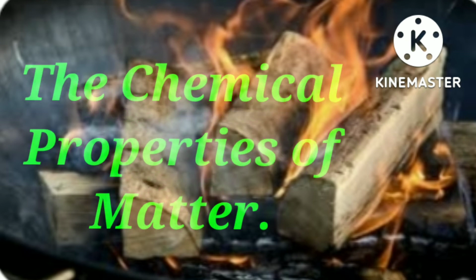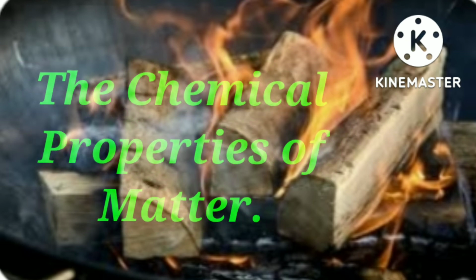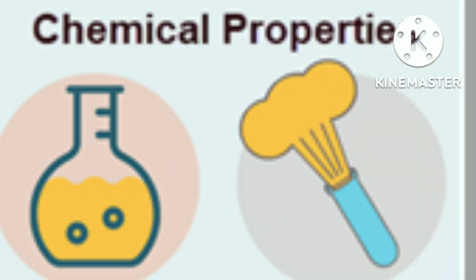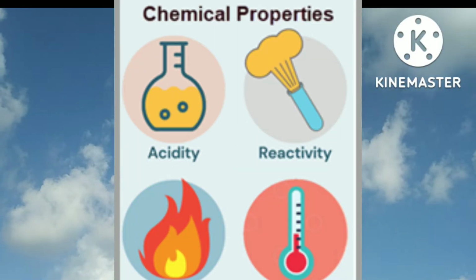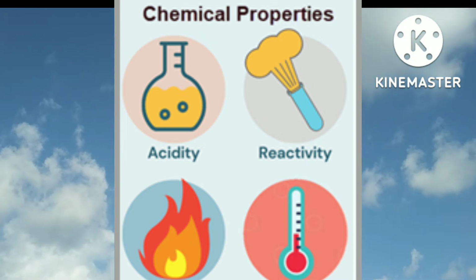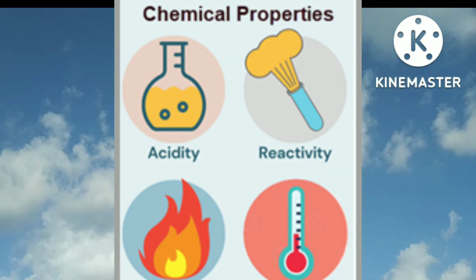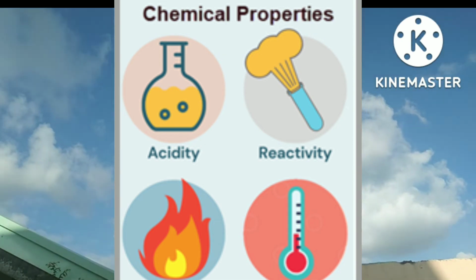Today, we will discuss the chemical properties of matter. Not all properties of matter can be observed immediately. Sometimes, the composition of a material has to change first before certain property can be observed. This property is known as chemical property. A chemical property is most evident when a certain material chemically reacts with another material.